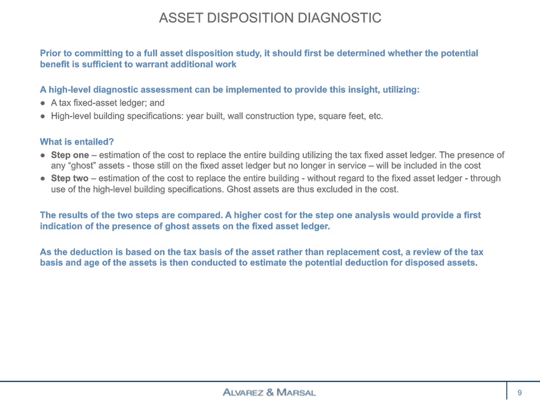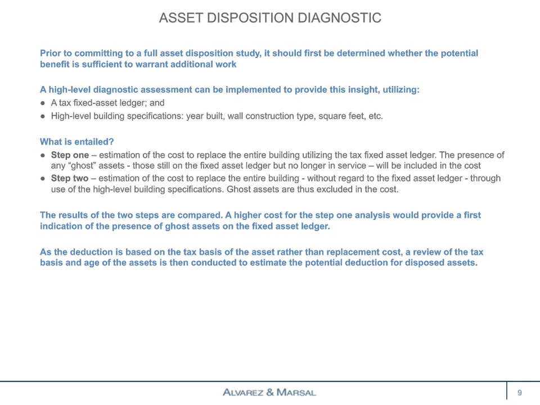So we've talked about the background of the disposition regulations, we've talked about what types of companies can benefit. Now we want to get into how do you measure the benefit? And let's assume that your company has met the three criteria we just discussed and you really want to pursue an asset disposition study. The big question is, do you automatically move forward and conduct a full study? The answer could be yes, the answer could be no. The one thing that you probably do not want to do is blindly go forward and conduct a study.